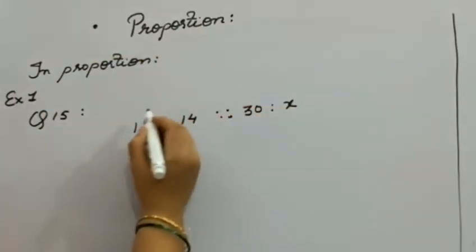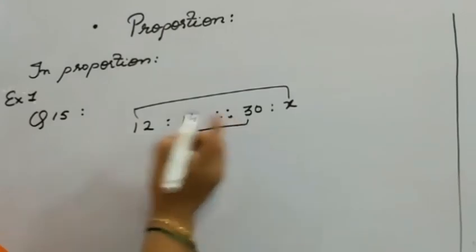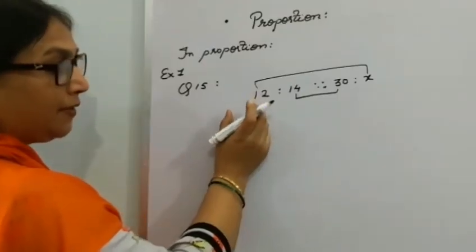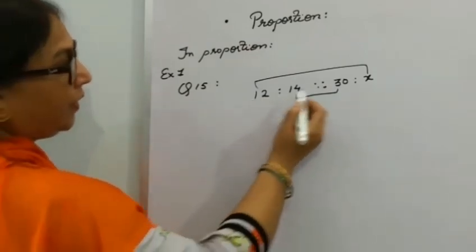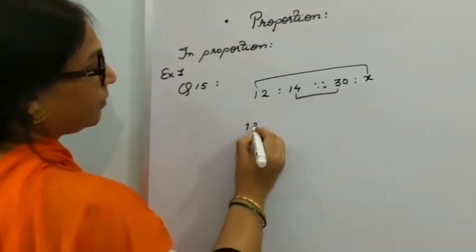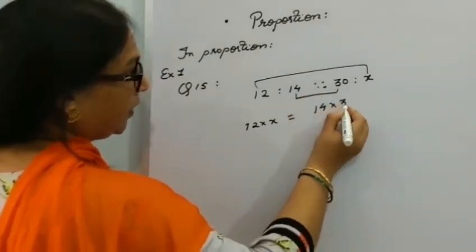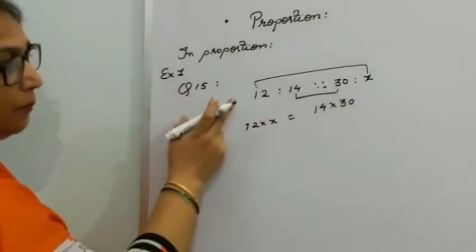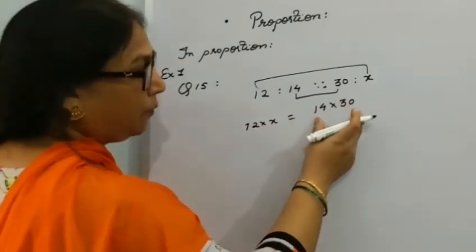Just connect the two extreme terms and the two mean terms. Step 1: always the product containing x should be written to the left. So 12 into x equals 14 into 30. As you all know, they are in proportion, so the product of extremes equals the product of means.